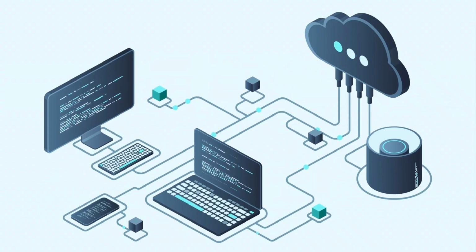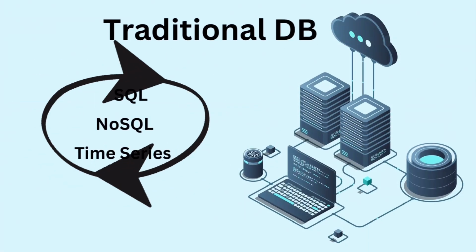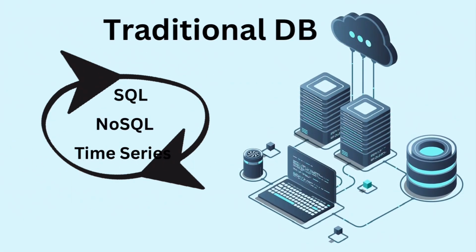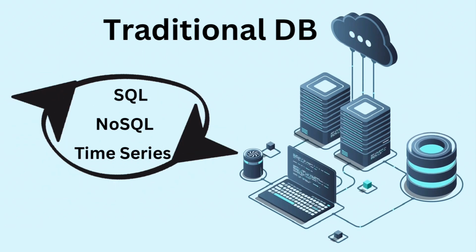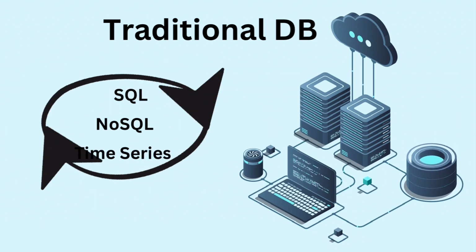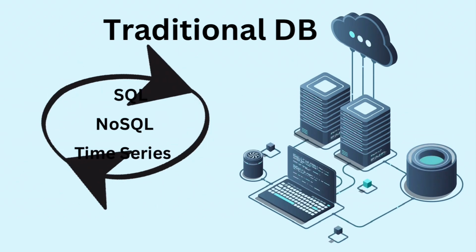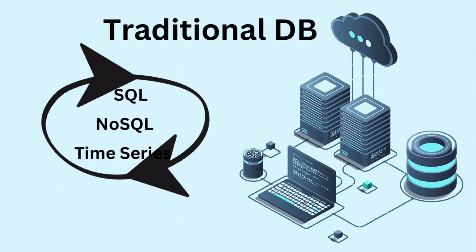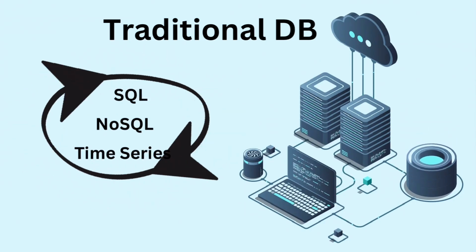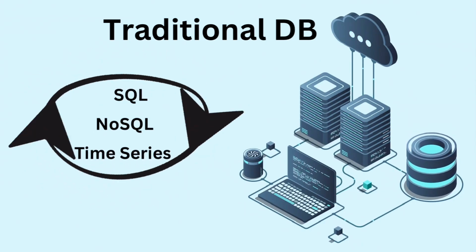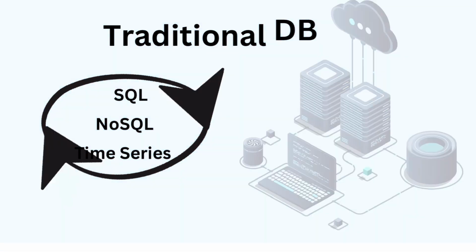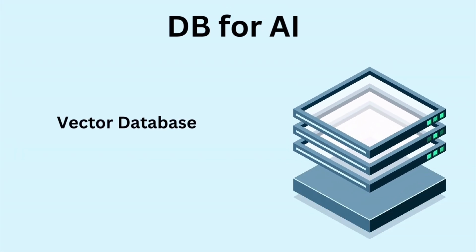Before we jump into vector database, let's take a quick look at what we have been using so far. So SQL, NoSQL and time series are the traditional databases we have been using till date. SQL will store the structured tables. In NoSQL database, we can store the unstructured data. In time series database, we store the IoT and sensor data. So how is a vector database different?